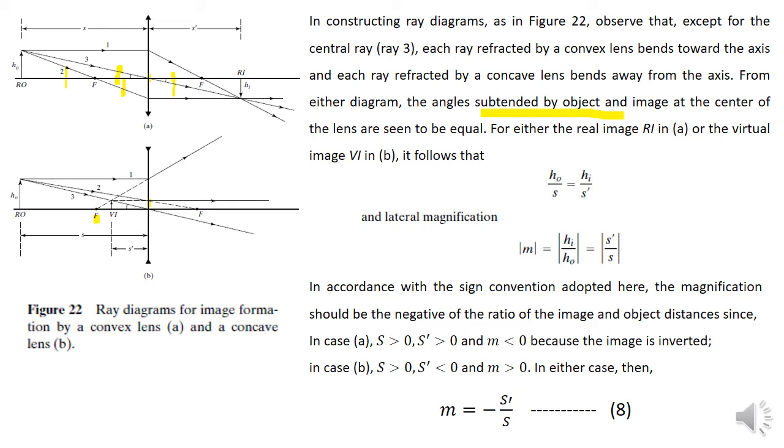So in both situations it follows that the ratios of the tangents of the angles, as you can see in these two situations, the tangent of these two angles is given by this expression, which is h0 over s, where h0 is the height of the object and s is the distance of the object with respect to the lens. This is equal to hi over s prime. Hi is the height of the image and s prime is the distance of the image with respect to the lens. So these two ratios will be equal, and the lateral magnification is defined as absolute of m equals absolute of hi over h0, which is equal to s prime over s.